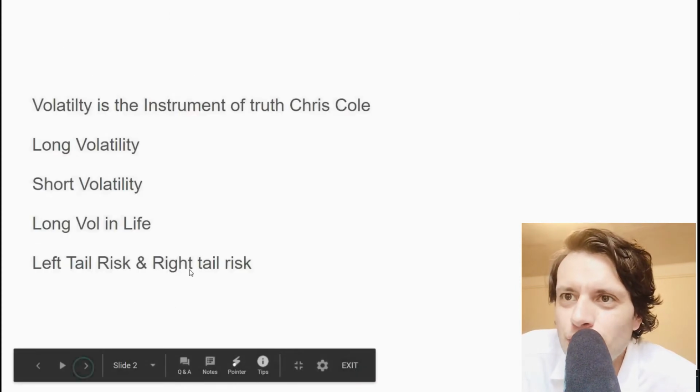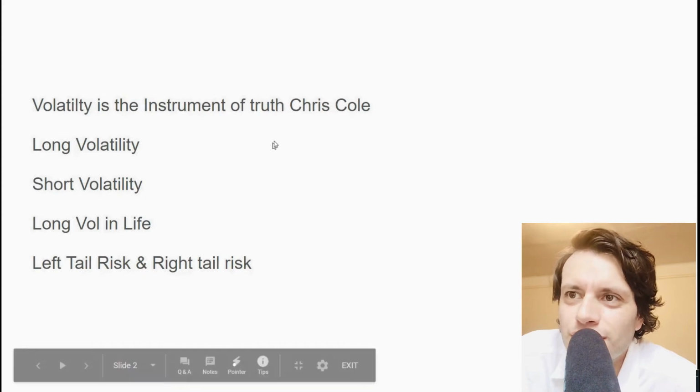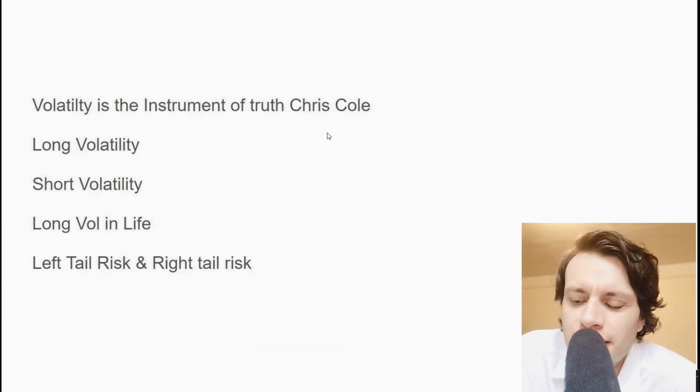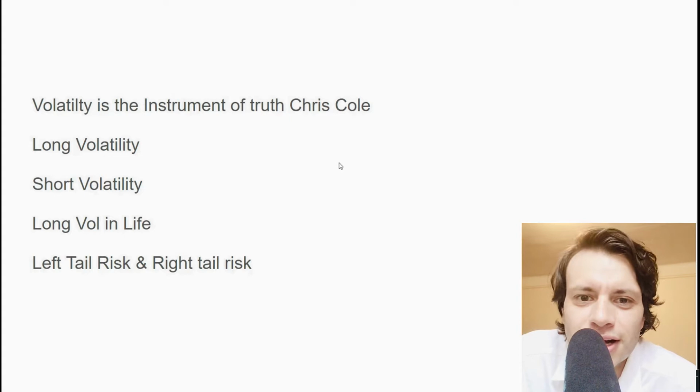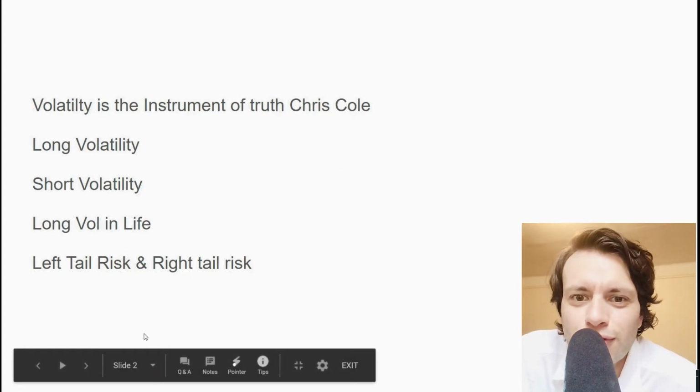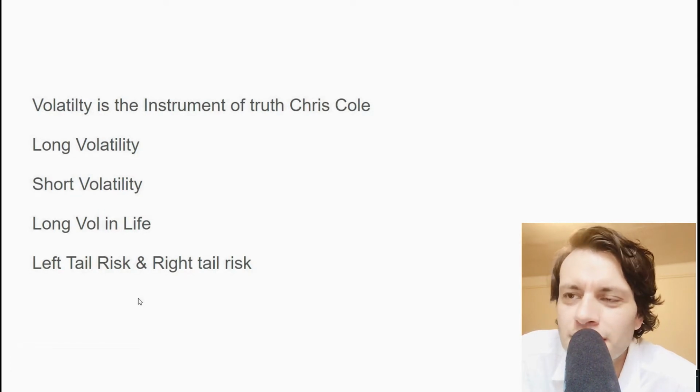I love this quote by Chris Cole. He says, "Volatility is the instrument of truth." And when you think about it, before I was thinking in terms of different asset classes, like bonds, stocks, real estate, and so on. But really, you just have long vol and short vol, because either prices go up or they go down, right?